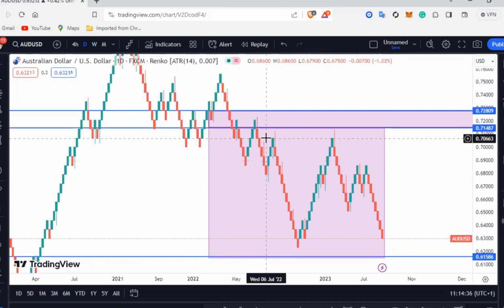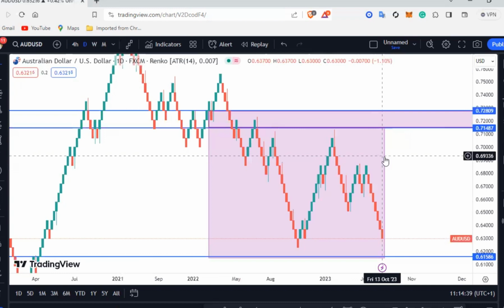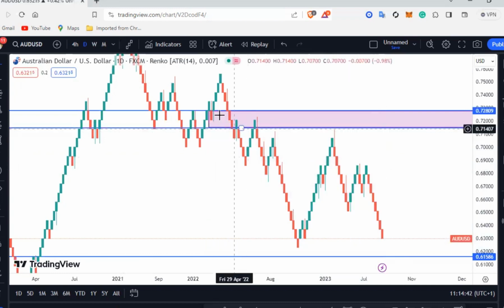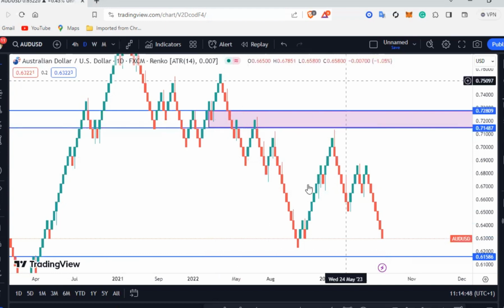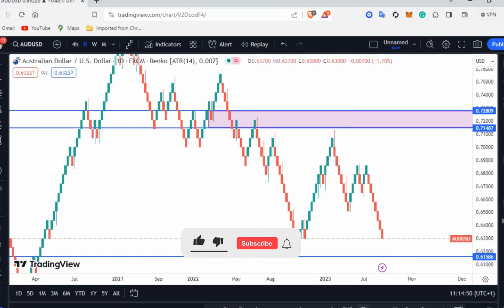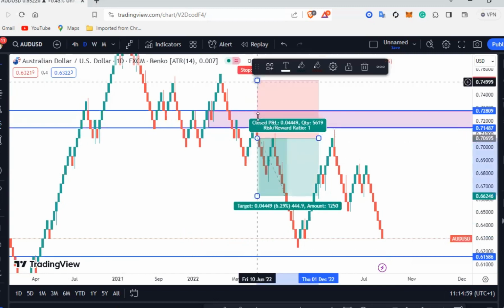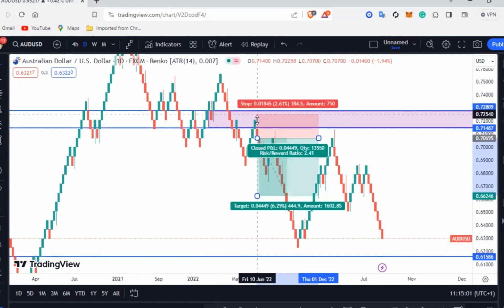So let's assume, let me remove this, let's assume I already spotted here as my support and resistance level, and I think the market will drop from here. Then what I would have done is to put my sell here, and my stop loss will be above the previous green, above it. So that will be my stop loss.